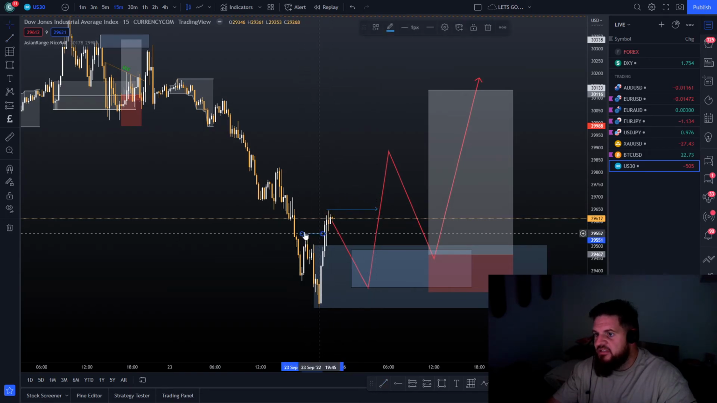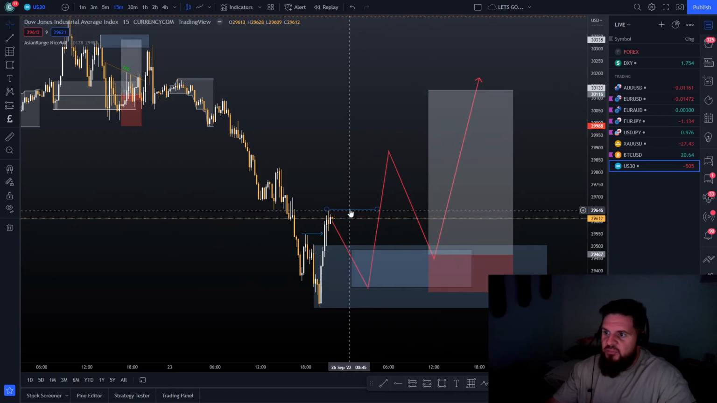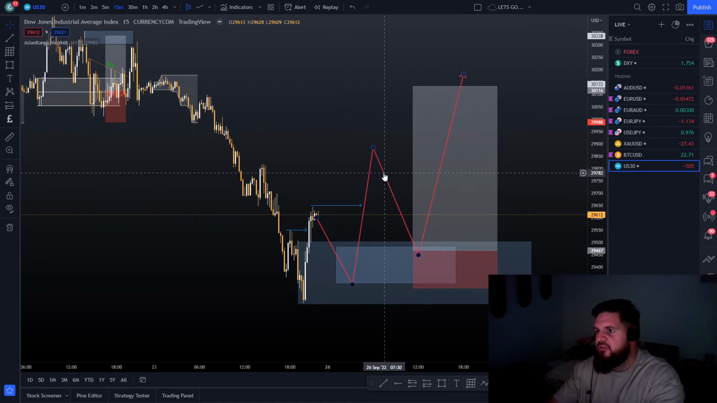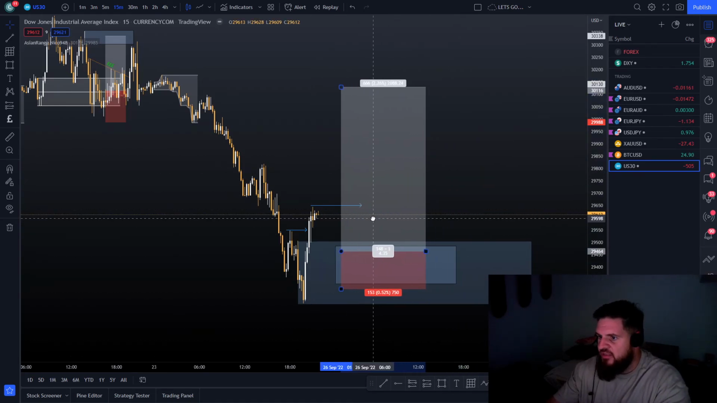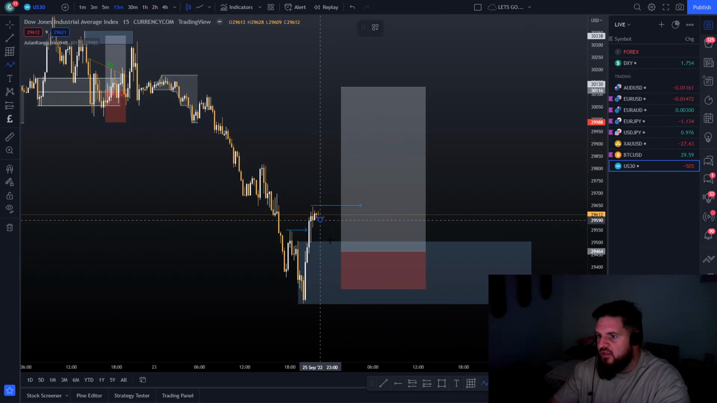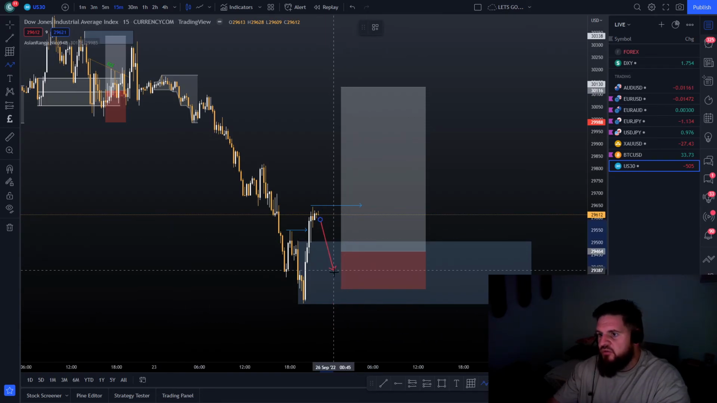Make sure all the other elements are there. You've got obviously your raid. This will have raided something. That will have raided something. Make sure all the other elements are there, but wait for a second break of structure. I wouldn't trade, for example, this now, because there's nothing to say that this isn't just a complex pullback. This could just push down further. So that trade is not, I would say, a high probability trade.